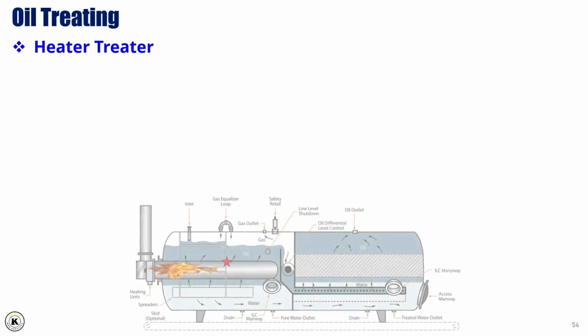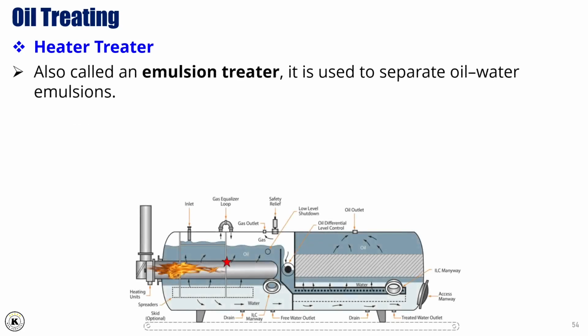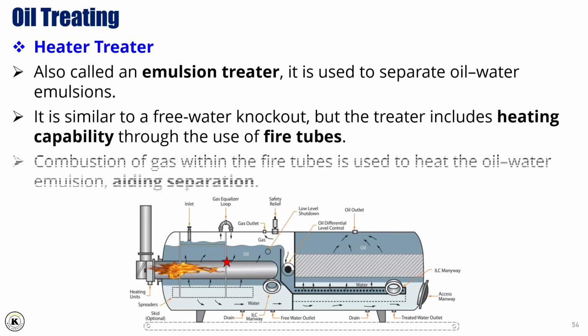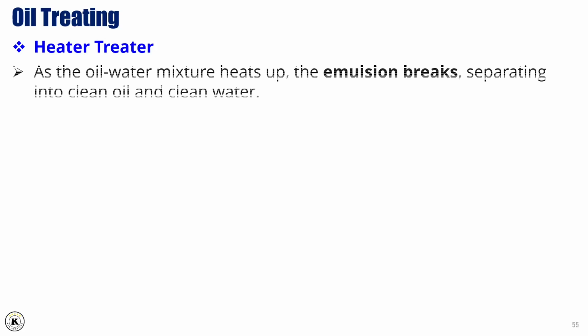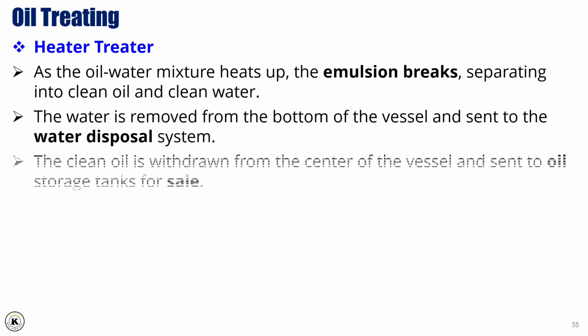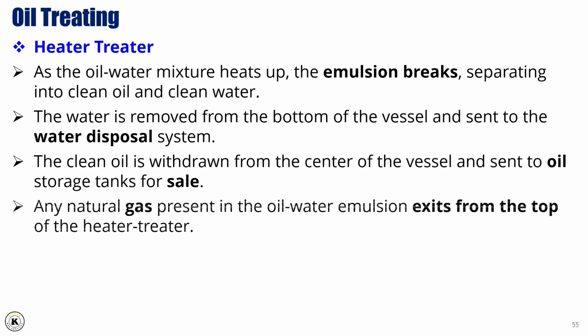Heater treater. Also called an emulsion treater, it is used to separate oil-water emulsions. It is similar to a free water knockout, but the treater includes heating capability through the use of fire tubes. Combustion of gas within the fire tubes is used to heat the oil-water emulsion, aiding separation. As the oil-water mixture heats up, the emulsion breaks, separating into clean oil and clean water. The water is removed from the bottom of the vessel and sent to the water disposal system. The clean oil is withdrawn from the center of the vessel and sent to oil storage tanks for sale. Any natural gas present in the oil-water emulsion exits from the top of the heater treater.